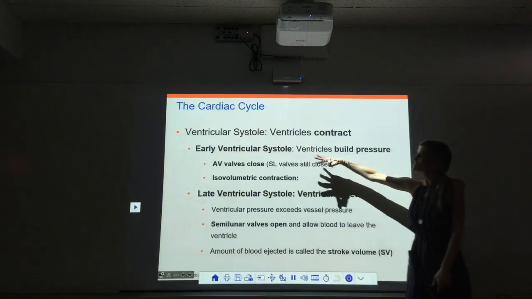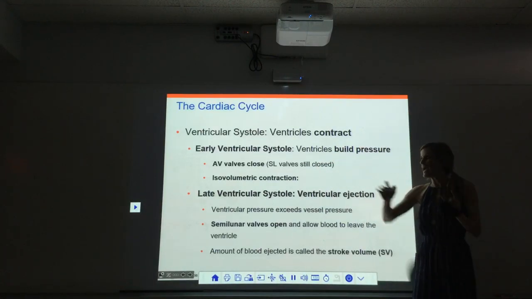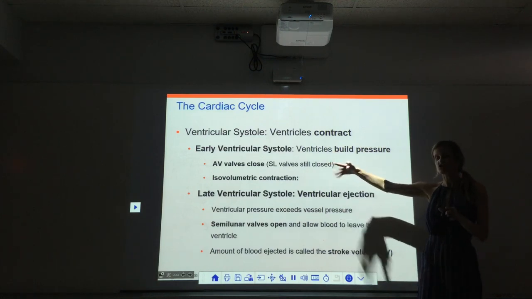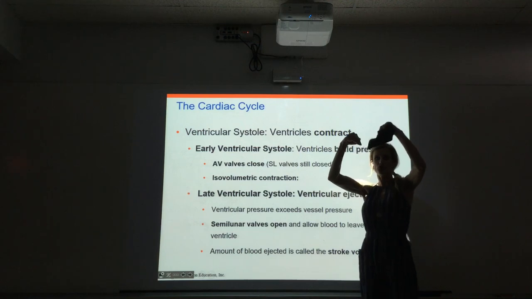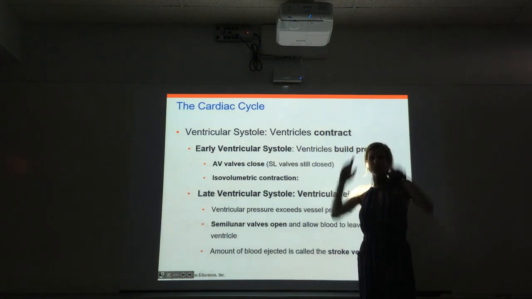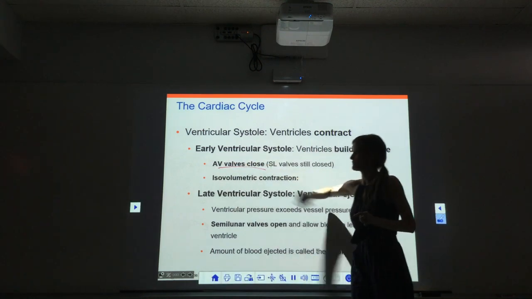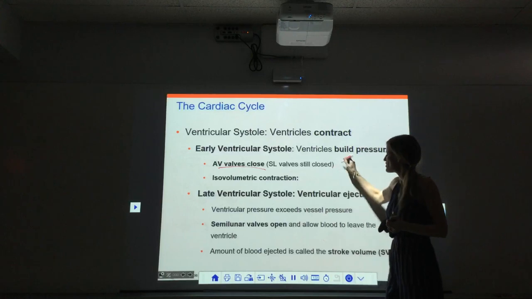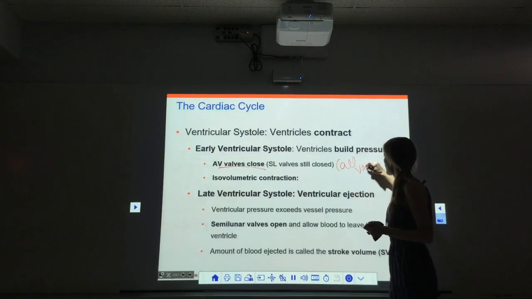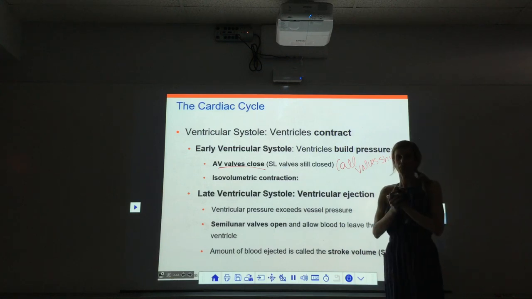So in the beginning, the ventricles start to contract and build pressure. When they start to build pressure, it's not enough to eject blood from the heart yet, but it's enough to go up and push those AV valves shut, because we don't want the blood to go backwards up into the atria. So we close the AV valves. Remember, the semilunar valves were already closed. So at this point, all the valves are shut.